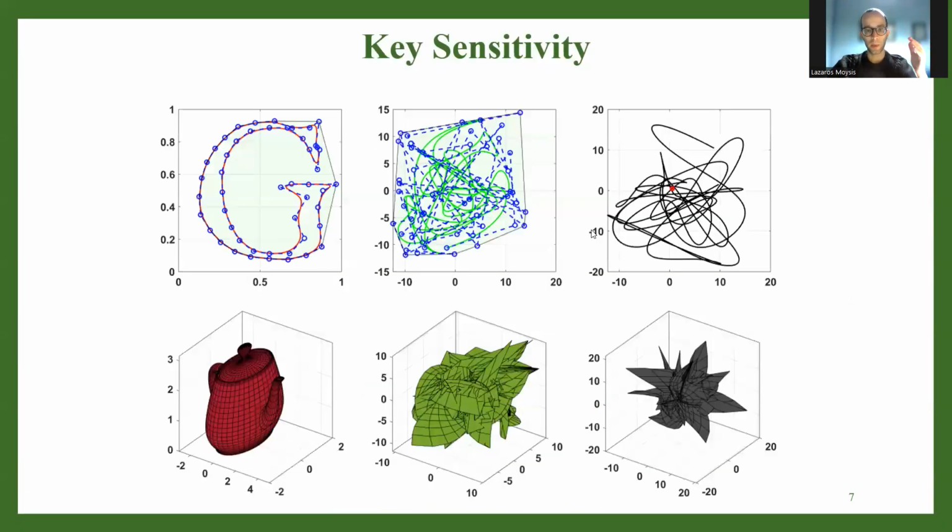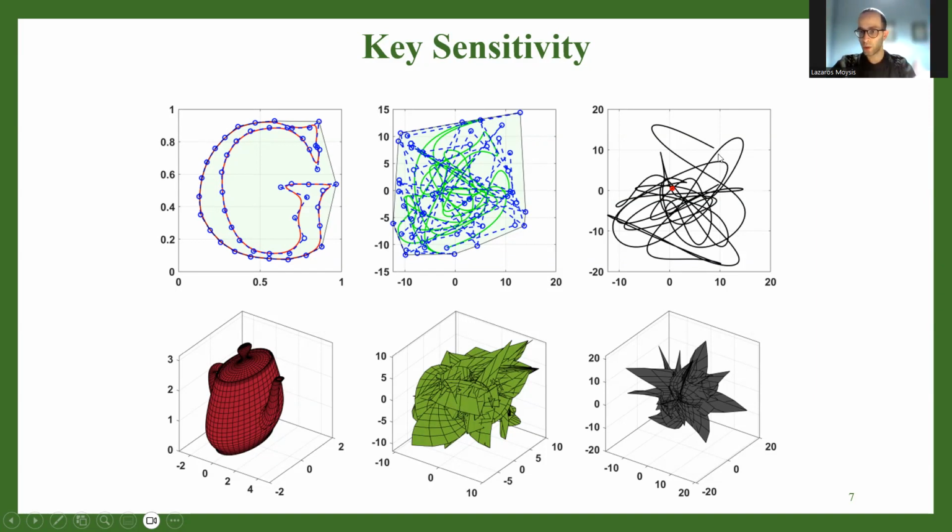Here I have another example where we are encrypting curves. In the first example, we are encrypting this G curve right here, and in the bottom example, we are encrypting this teapot surface. These are the original files. In the middle, you see the encrypted ones, and on the right, you see the ones decrypted with wrong keys.